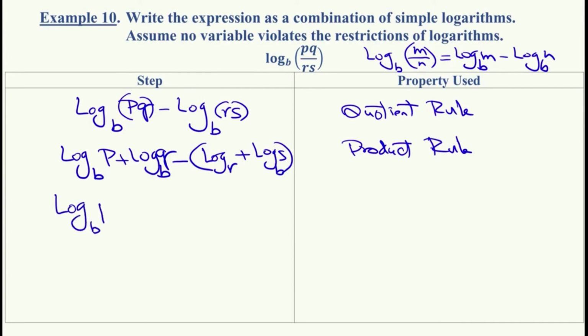Finally, we're just going to go ahead and distribute that negative. So we get minus log base b of r. Be careful where you locate that. It should be at the same level as the log, minus log, and we always want the base on there. So minus log base b of s. And that should do it. That's all we can do.